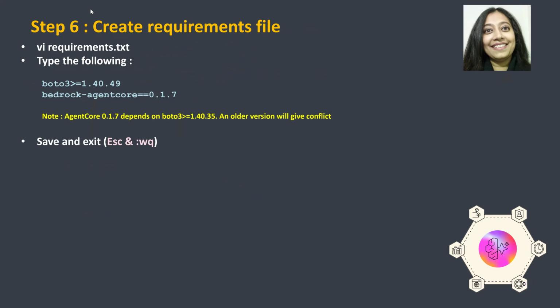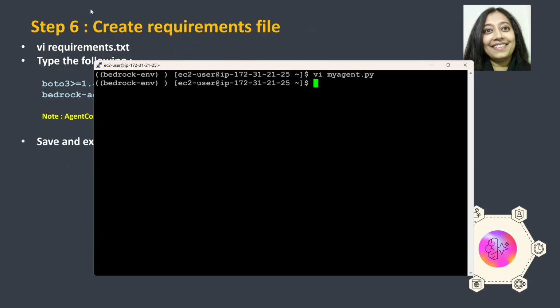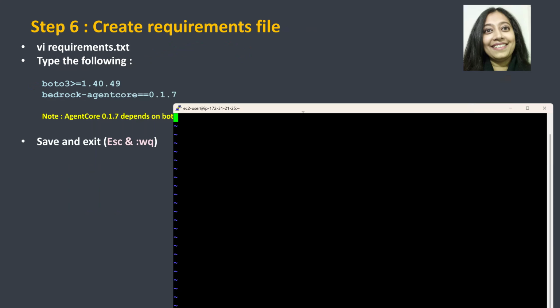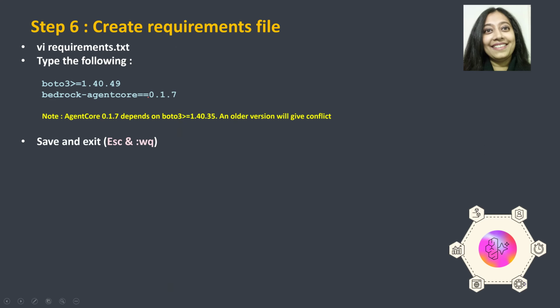Now we have to create requirements.txt. So let's go back over here, say vi requirements.txt. Hit enter. It's very simple. You don't have to type much. This is all that you have to type.